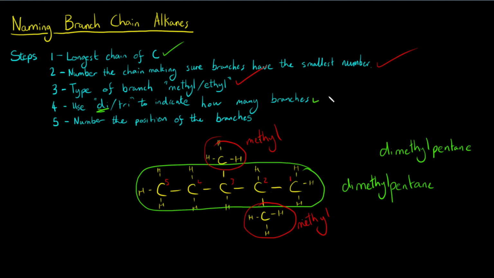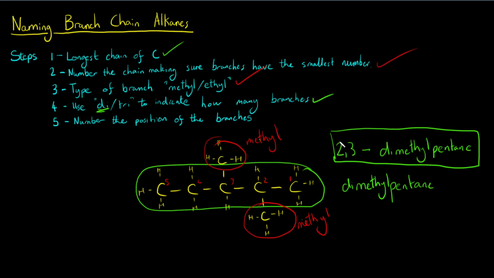The last step that we need to do, step number 5, is number the positions of these branches. Now, using our number system before, this is carbon number 1, this is carbon number 2, we have got a branch on carbon number 2 and carbon number 3. So what we would do here is go 2, 3 dash dimethyl pentane, and that is our final name for this molecule here, 2,3-dimethyl pentane. Let's just go through it.